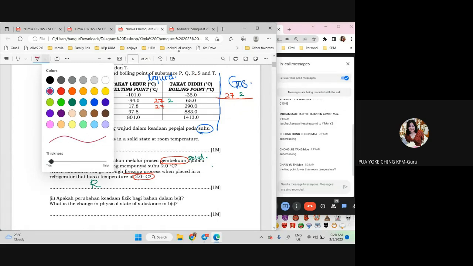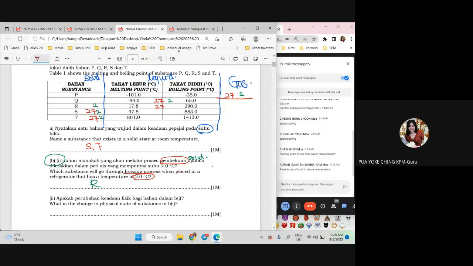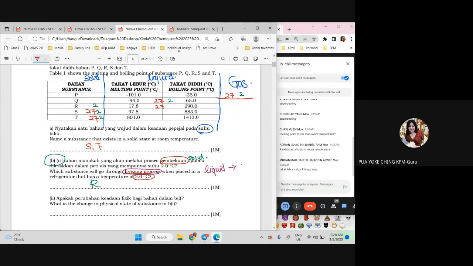Explanation yang betul ialah sebab dalam soalan ini dia nak freezing process. Okay. Dia nak freezing process. Kalau freezing process maksudnya dia mesti boleh nampak liquid turn to solid. We cannot choose S or T is because it's already in solid state. That's why dalam soalan A, dia tanya siapa solid dalam room temperature.